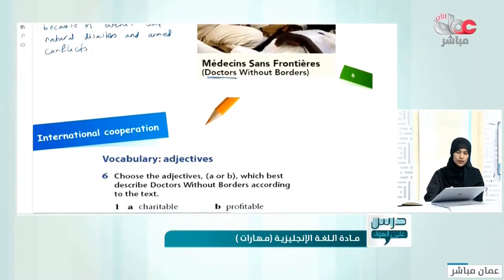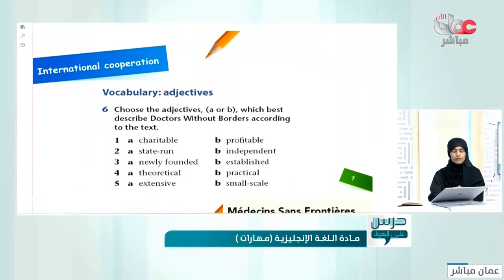Okay, now again here, to know more about this organization, there is a list of pairs of adjectives which could be opposites, and we should decide which adjective in each pair best suits the Doctors Without Borders. So you will choose the adjective which best describes Doctors Without Borders according to the text that's provided in 8a.